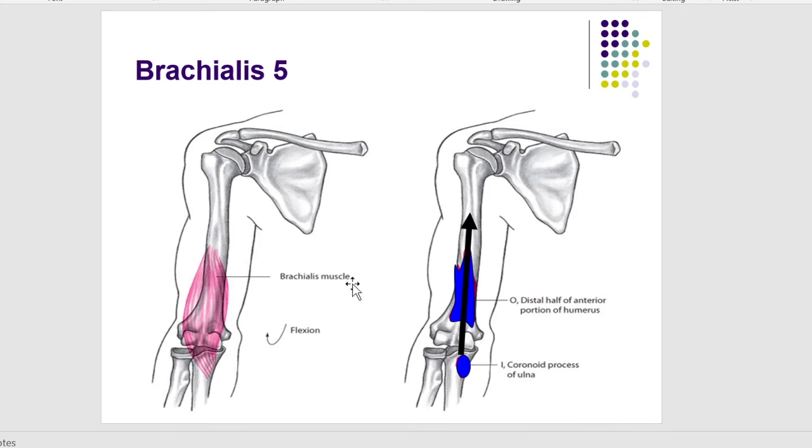Then you have your brachialis. Your brachialis muscle originates from the distal half of the anterior portion of the humerus. It inserts in the coronoid process of the ulna. So your brachialis muscle is considered a pure elbow flexor. It flexes the elbow whether the forearm is in supine or prone position, but it is more active when the forearm is in prone position. Okay.